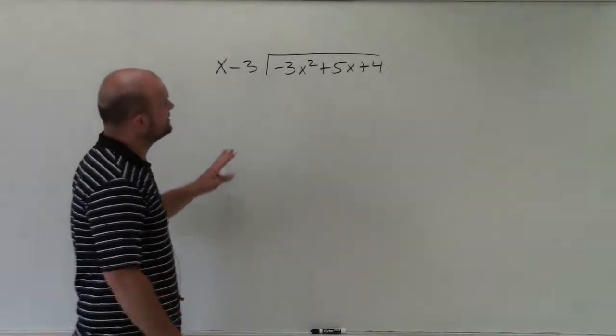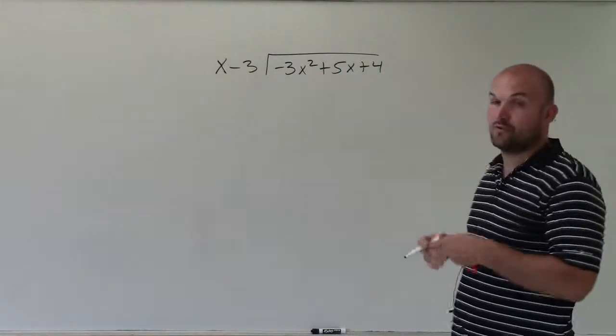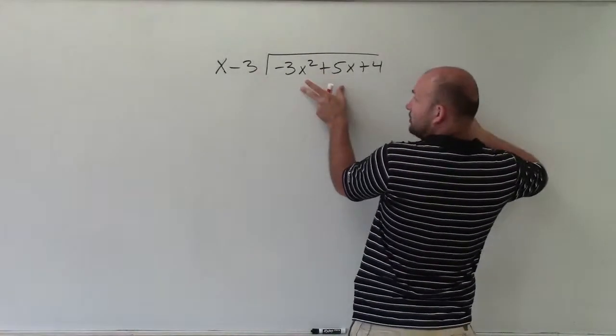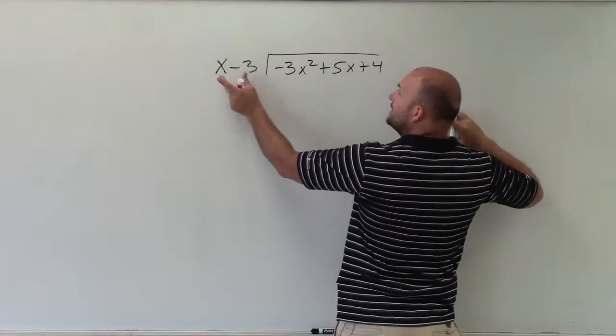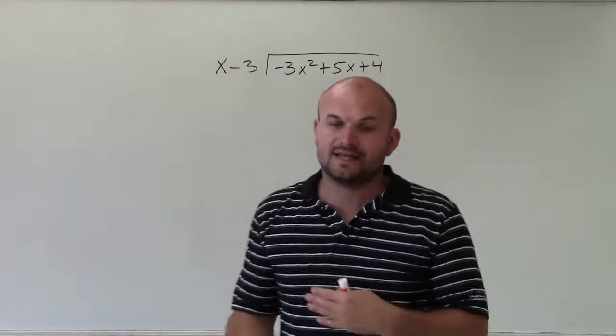Welcome, ladies and gentlemen. What I'd like to do is show you how to divide negative 3x squared plus 5x plus 4 divided by x minus 3. You notice that we have a trinomial, or a quadratic form, divided by a binomial, which is in a linear form.